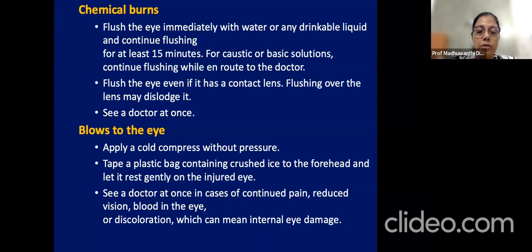Then any blows to the eye, any blunt injury, apply a cold compress without pressure. So ice water soaked in a clean cloth should be kept over the eye. But there shouldn't be any undue pressure. So that is the important message you have to give.